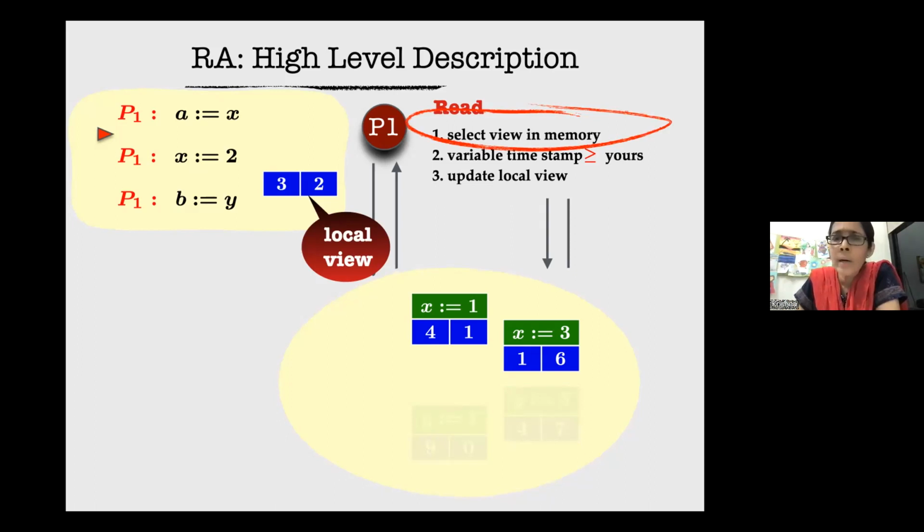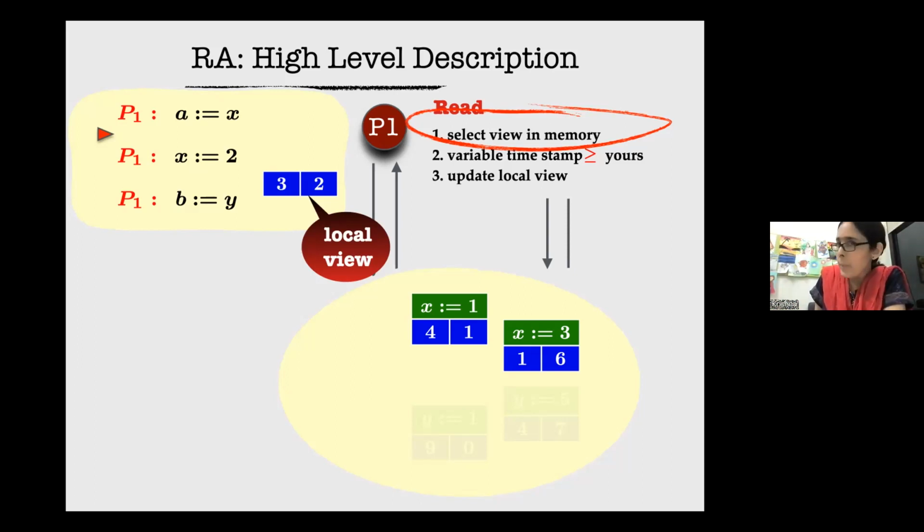Of course, the values are 1 and 3. If I read from one message, A will get the value 1. If I read from another one, A will get the value 3. So here is where I use my local view, which says that the timestamp for X is 3. In other words, process 1's knowledge about X's progress in this entire execution is 3. It's just a timestamp. And the logical clock corresponding to Y is 2 for process 1.